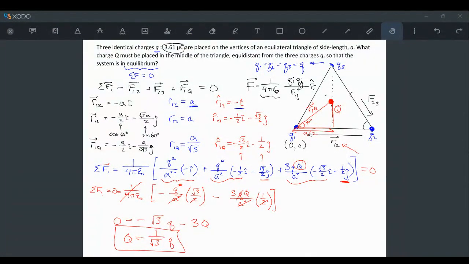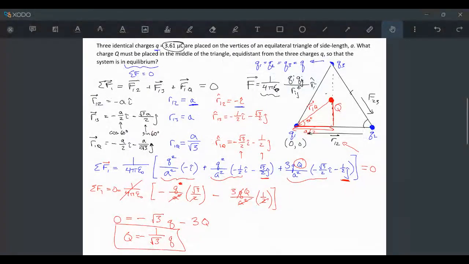And the key point from this is that it's smaller. 1 over root 3 is a number less than 1, so it's smaller than little q. The reason it gets to be smaller is because it's closer to charge 1. Remember that this term in the bottom here says that the closer you get between two charges, the bigger the force is. So because capital Q is closer, it doesn't have to be as large in terms of charge to cancel out what's going on due to the charge 2 and charge 3.